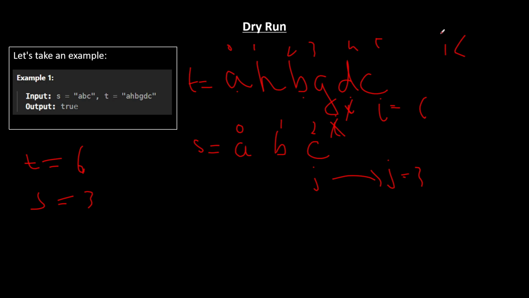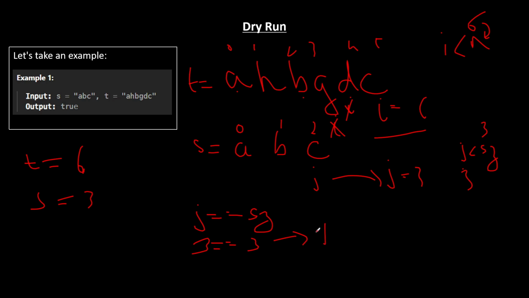Now the condition was while i is less than n. n was 6, but now i equals 6, so the condition fails and the loop ends. Now at the end, the condition was if j equals sz. S of j value was 3 and now the j value is also 3. This is true in this case because j is 3 and sz is also 3. So we return true here.